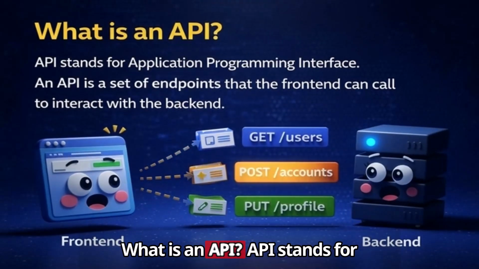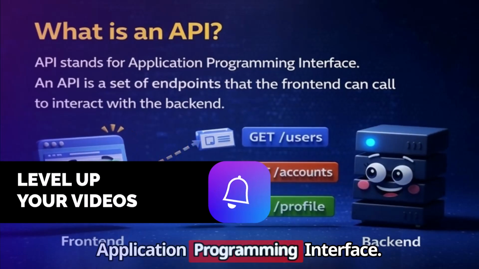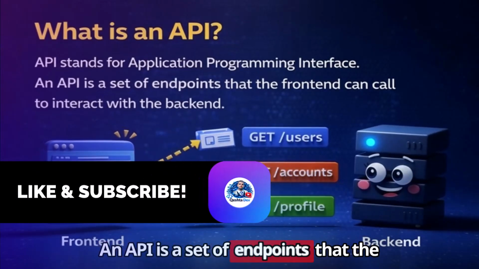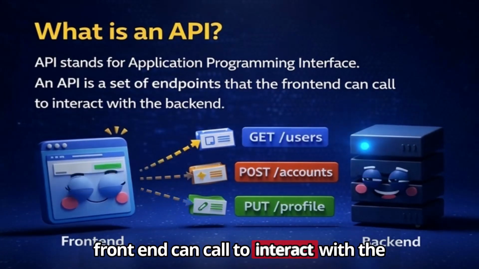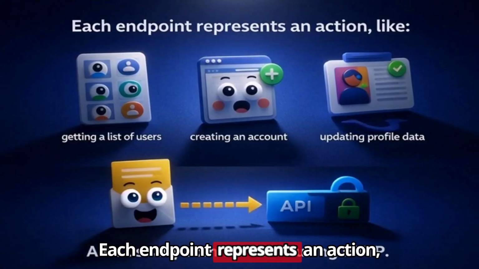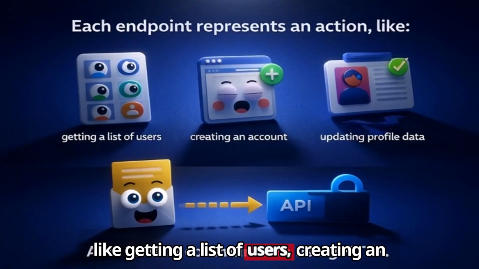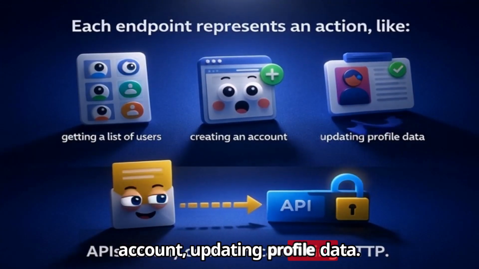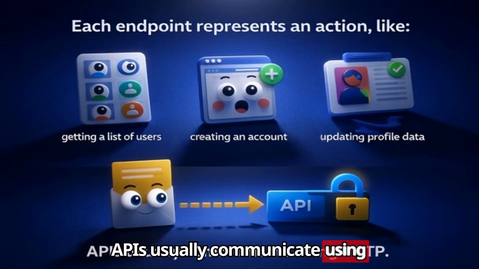What is an API? API stands for Application Programming Interface. An API is a set of endpoints that the front end can call to interact with the back end. Each endpoint represents an action, like getting a list of users, creating an account, or updating profile data. APIs usually communicate using HTTP.